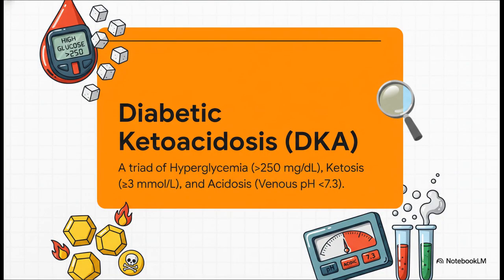Okay, so what exactly are we dealing with here? DKA is diagnosed using this classic triad. First up, hyperglycemia. The blood sugar is just sky high, way over 250 milligrams per deciliter. Second, you've got ketosis. The body's churning out huge amounts of these things called ketones, which are basically a toxic alternative fuel. And third, acidosis. Those ketones are acidic, and they push the body's pH into a dangerously low state, below 7.3. Spotting these three things is the absolute first step in identifying the emergency.